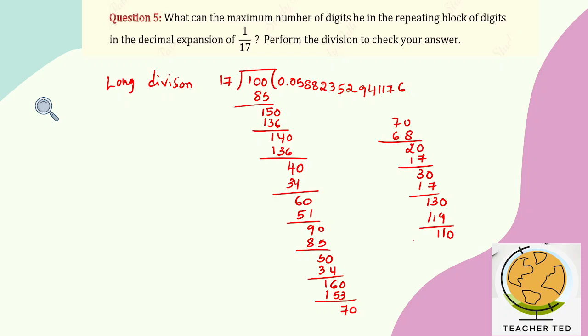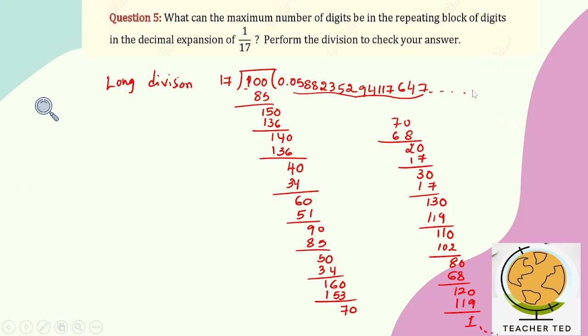17 6s are 102, and the remainder is 8. Put 80 here. 17 4s are 68. It becomes 12, 120 as a remainder, and 17 sevens are 119, and the remainder here becomes 1. So listen here. You start with 1 and you end up with 1, and this goes on continuously. So again you put 0.00 here, and whatever is there in this block will continue and repeat.